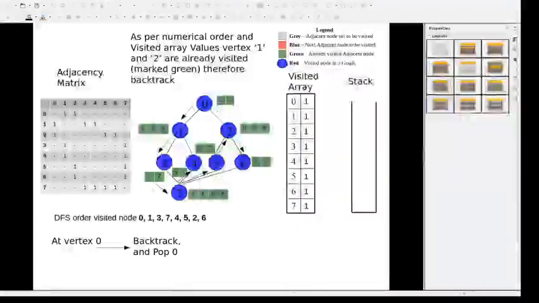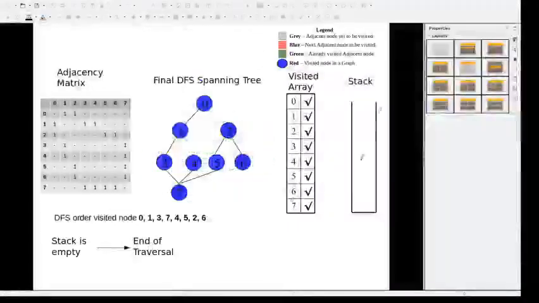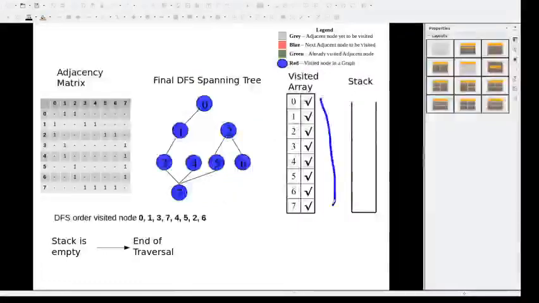But now in this case, if you see, we have reached the root node. So when I perform the backtrack and pop the element from the stack top, my stack will become empty. And if you see, all elements of the visited array are marked. Stack is empty, all the elements are already visited, and this is the final DFS order for the nodes that we have to visit.